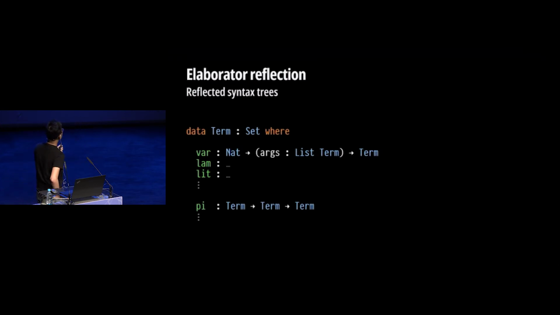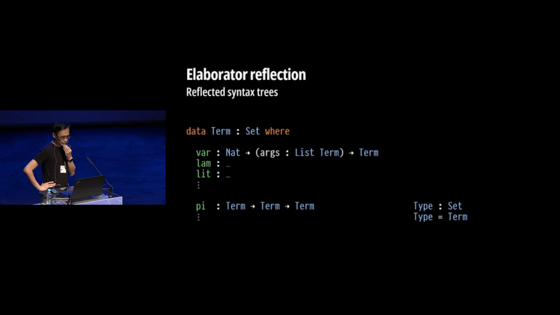Here's an example. This is the data type representing Agda terms. We use the var constructor to represent a variable in the form of a de Bruijn index, which can be followed by a list of arguments. We can also represent lambda expressions, literals, and so on, and also type expressions. Here, the pi constructor represents a dependent function type, and its two arguments are the domain and codomain.